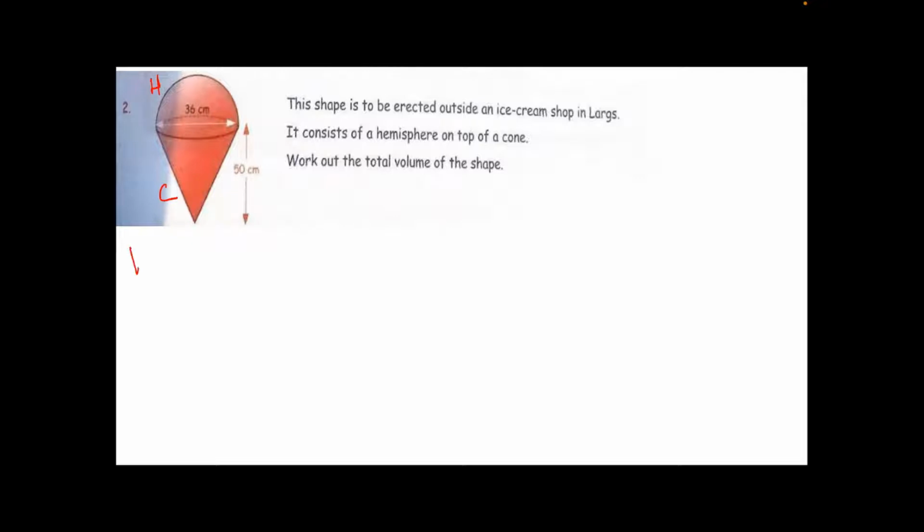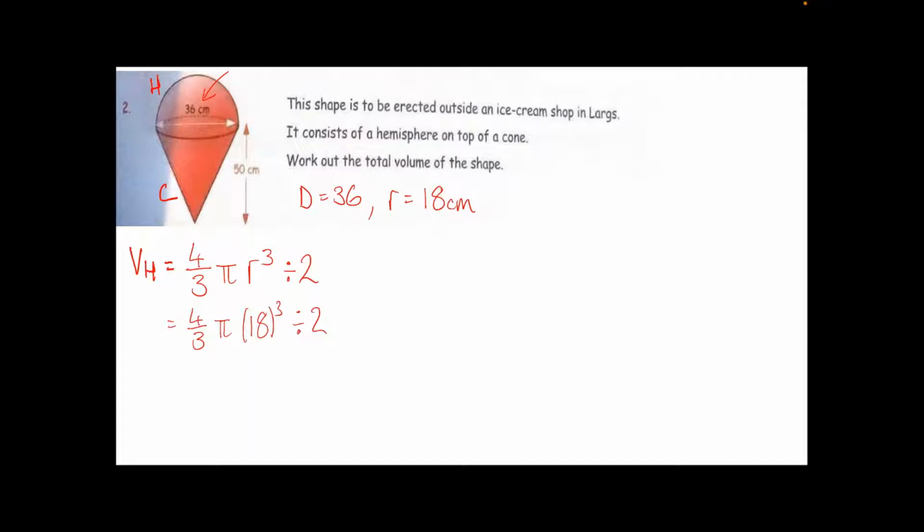So let's just start with the volume of the hemisphere. So we need our 4/3 pi r cubed, and then because it's a hemisphere, we are dividing it by 2. This time our diameter we've been given is 36. I don't want to write on the shape because my red pen won't show up as well. So if it's 36, our radius is half of that, so it's 18 centimetres. So we've got 4/3 times pi times 18 cubed, and then dividing it all by 2.